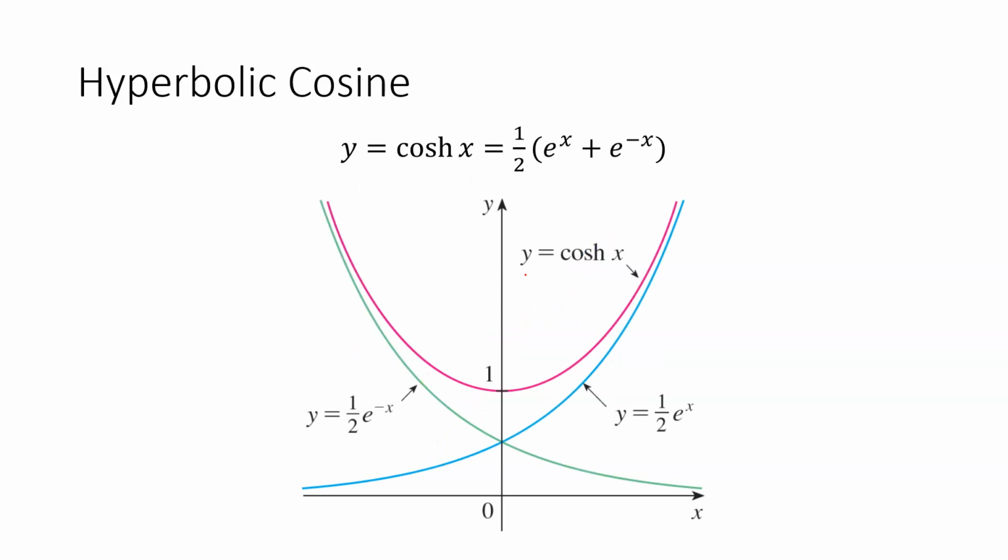Hyperbolic cosine is a little different. It's a combination of 1/2 e to the x plus 1/2 e to the negative x. So we see those two curves here. If I combine those two curves together, we get the red curve. And this red curve is an even function, right? It has that even symmetry. It's symmetric about the y-axis. It passes through the point 0, 1. And it's not quite a parabola, but it's a U-shaped graph.